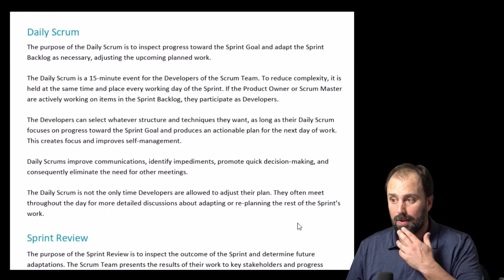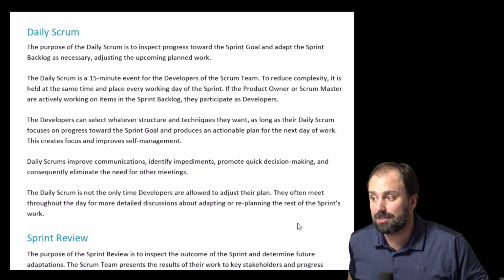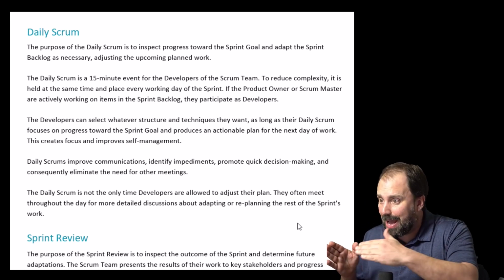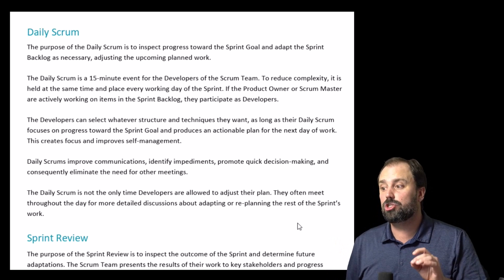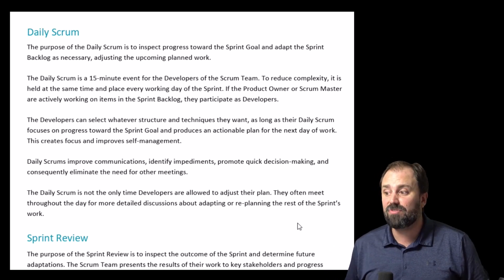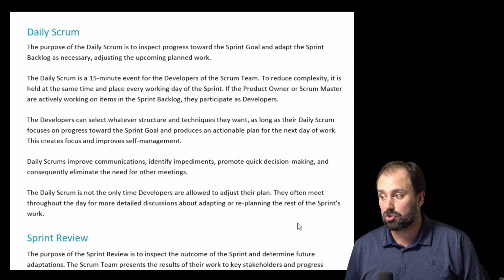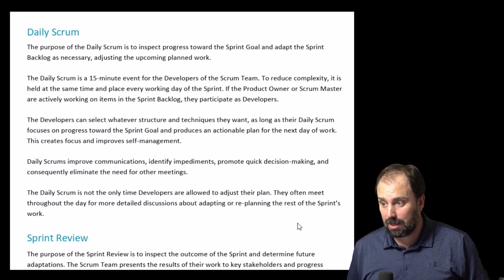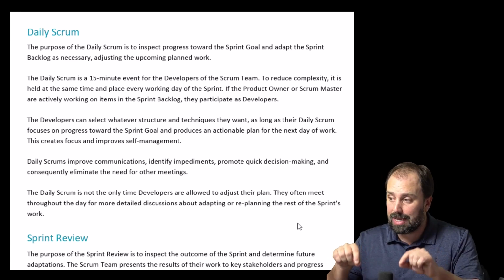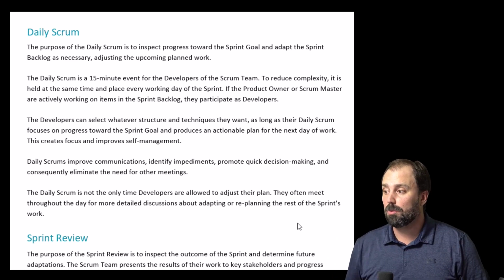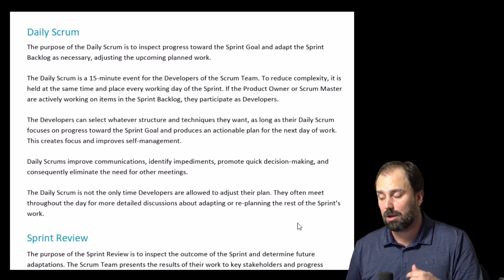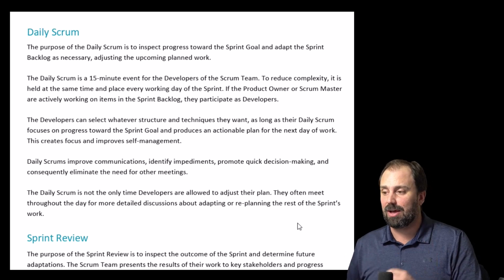The daily scrum. The purpose of the daily scrum is to inspect progress toward the sprint goal and adapt the sprint backlog as necessary, adjusting the upcoming planned work. The daily scrum is a 15-minute event for the developers of the Scrum team. To reduce complexity, it is held at the same time and place every working day of the sprint. If the product owner or Scrum Master are actively working on items in the sprint backlog, they participate as developers.